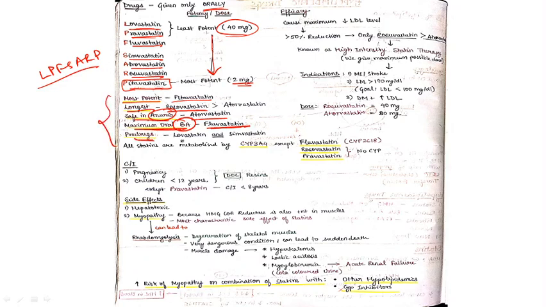Two are prodrugs: lovastatin and simvastatin. And remember, this is important: all statins are metabolized by the CYP3A4 enzyme except fluvastatin, which is metabolized by CYP2C9, and rosuvastatin and pravastatin are not metabolized by CYP enzymes. So this metabolism is somewhat important. Clear?